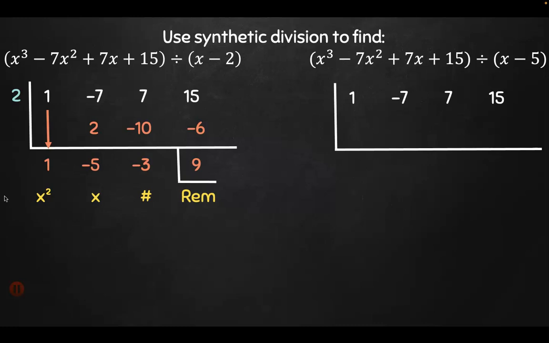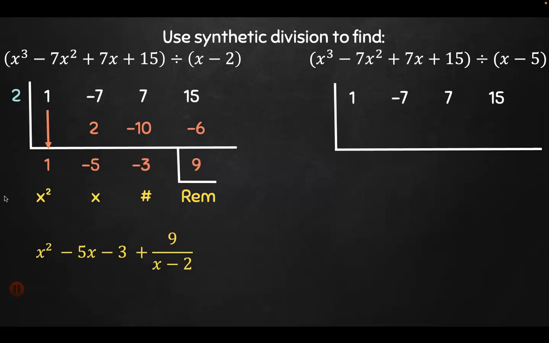Now remember that you started off with x to the third, so you drop down a degree. So it's x squared, x, your constant or your number, and then your remainder. Now how you write your coefficients, remember, is x squared minus 5x minus 3, and then plus 9, over your divisor, which was x minus 2.